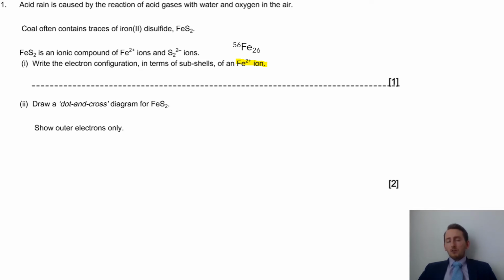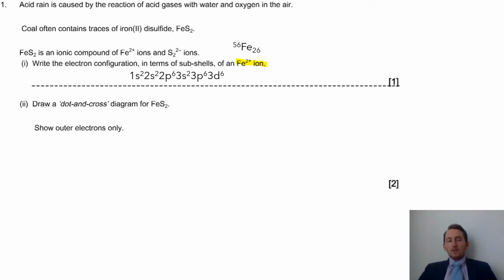You can write out your configuration as normal, and then you can take into account the 2 plus. Now in order to become positive, you have to lose negativity, and it's the electrons that are negative. So if we're 2 plus, we must have had to lose 2 electrons. So we have 2 less than we have for our Fe. If that's the case, we should have 1s2, 2s2, 2p6, 3s2, 3p6, 3d6. That's what we should have for the Fe2+ ion with those 2 less electrons.